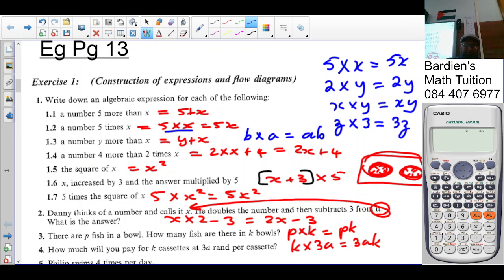Anything else in number 1 there that you want me to clarify? Because you guys have answered these, just check there. Which ones you got wrong that you want me to clarify? Yes? Okay, 1.4, then 1.6, okay.